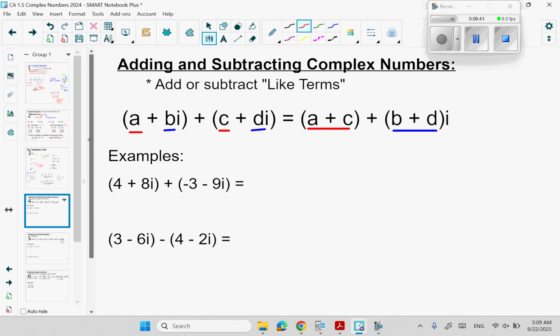Now, adding and subtracting complex numbers, we treat them as like terms. So 4 plus negative 3 is positive 1, and 8i minus 9i gives me negative 1i. Here, I have a subtraction sign, so I can distribute that negative, or keep, change, flip, however you remember it. So I get 3 minus 4 is negative 1, and I get negative 6i plus 2i, or negative 4i.